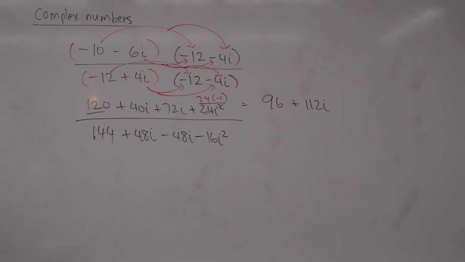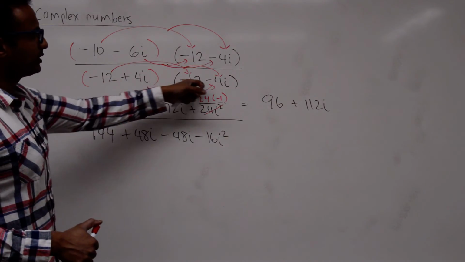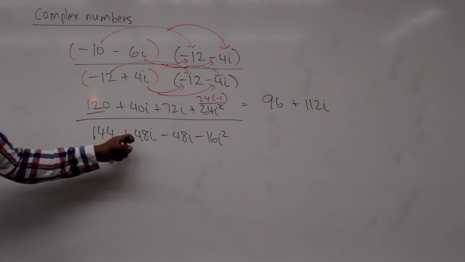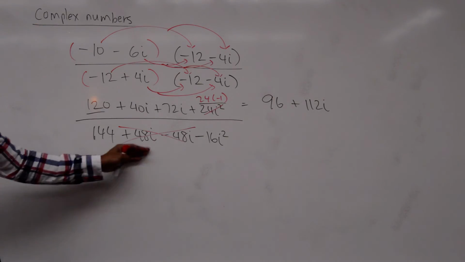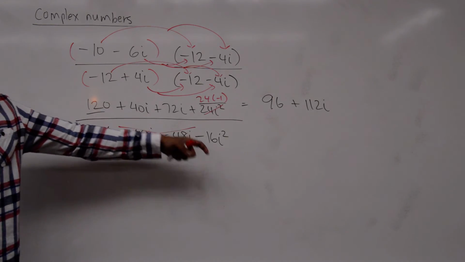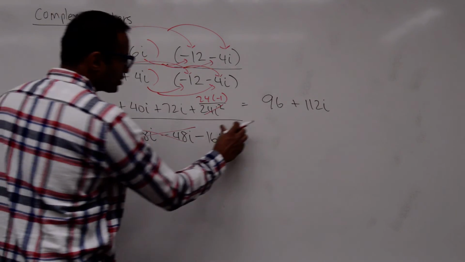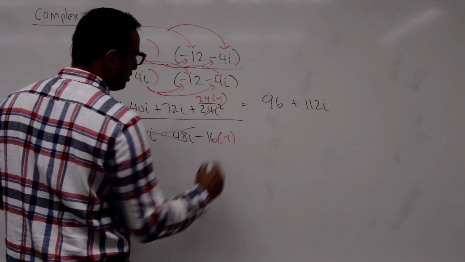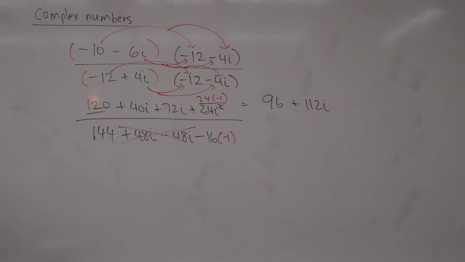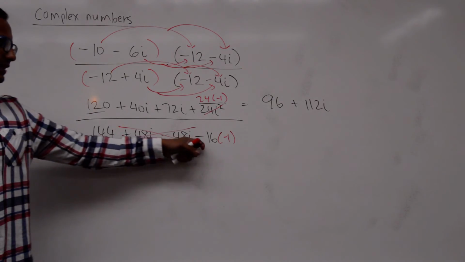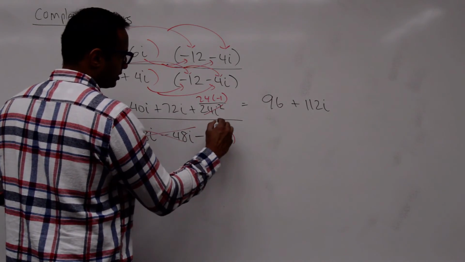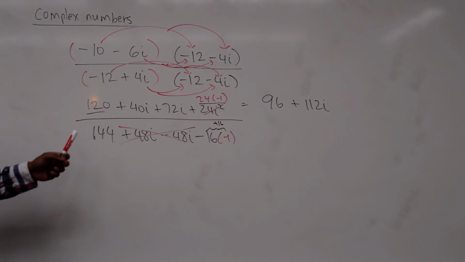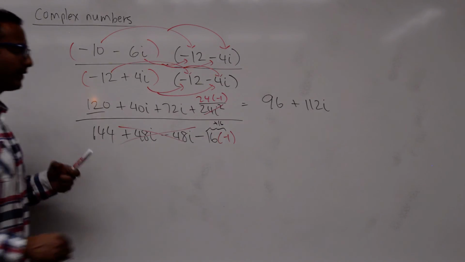Here's why the conjugate works. Because it's the same numbers with the sign change, you get a positive 48i and a negative 48i, which you can now cancel out. And because you can cancel it out, the i's are now gone. Well, we have an i squared, but remember that equals negative 1. So this is actually a negative 16 times negative 1, which is a positive 16. So 144 plus 16 is going to give us 160.